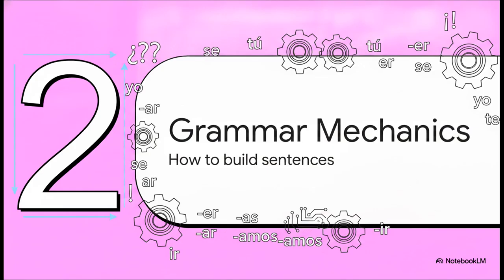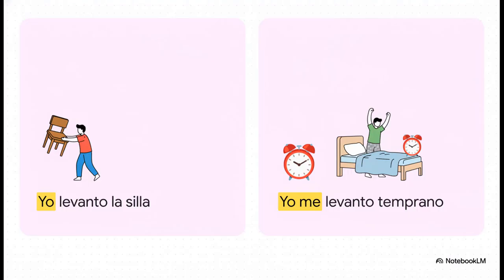Moving right along to part 2, grammar mechanics. Okay, let's take the verb levantar, which just means to lift or to raise. On the left side, we see a totally standard, non-reflexive use. Yo levanto la silla. I lift the chair. The chair is the physical thing being lifted, right? But how do we say we're getting out of bed? Well, we use a reflexive pronoun. Look at the right side. Yo me levanto a las 6 a.m. Literally, that translates to I lift myself up at 6 a.m., which we understand as I wake up or I get up. That little word me is our mirror here, showing that you're lifting yourself out of bed.